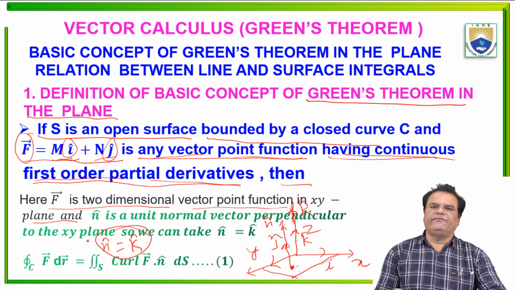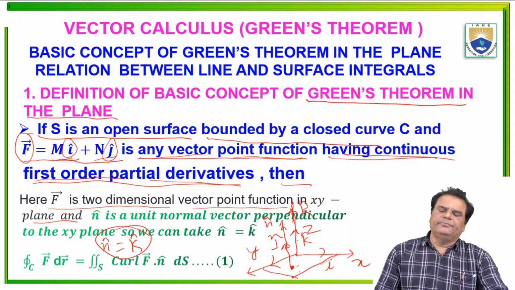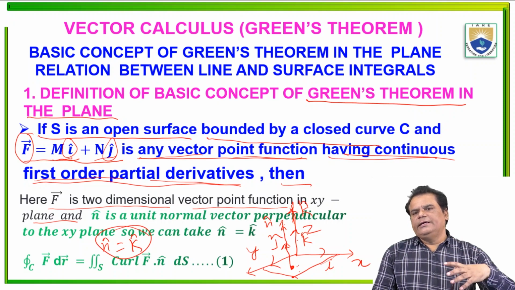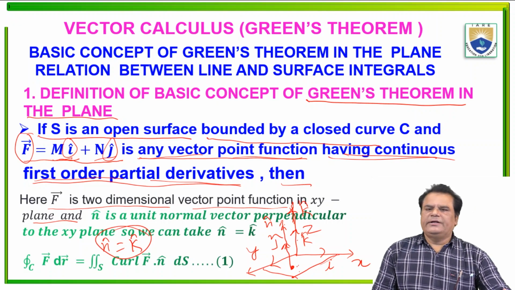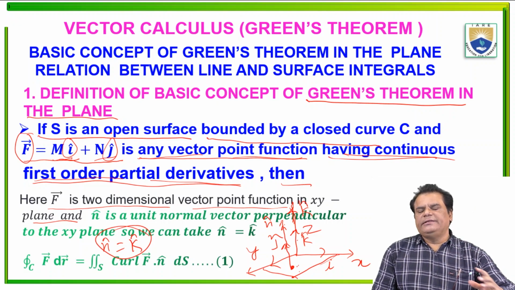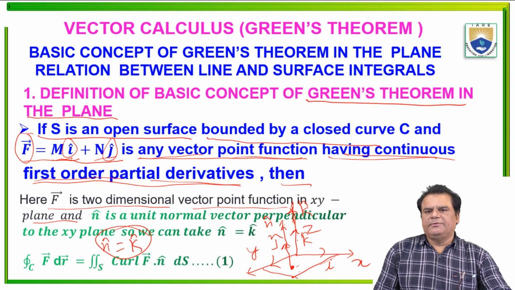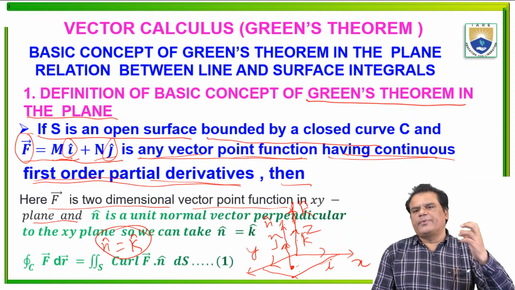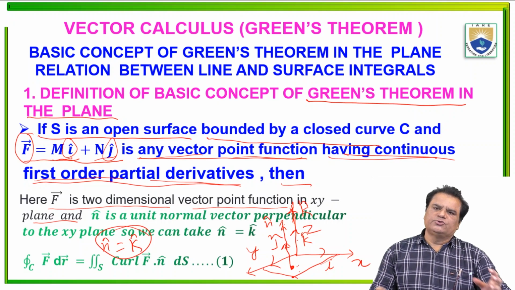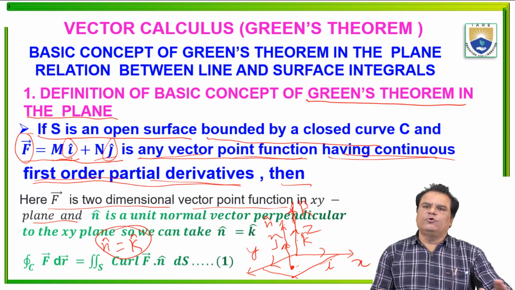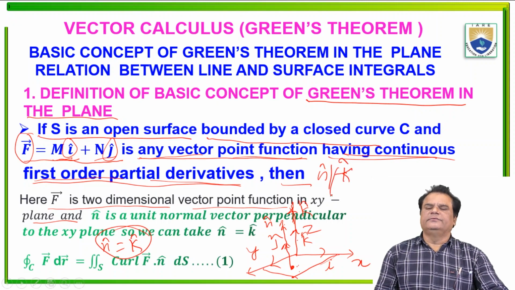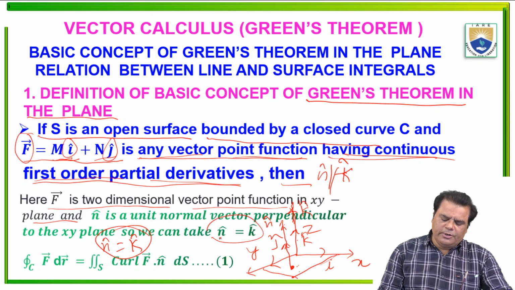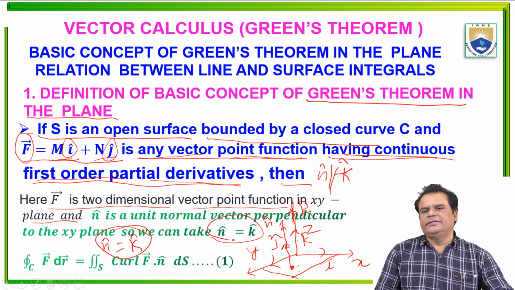In this result, we can find n cap equal to k cap because n is a unit normal vector which is perpendicular to the xy plane. The z-axis is perpendicular to the xy plane, and the unit normal is also perpendicular to the xy plane. So the n vector and k vector both are parallel. So we can say that n vector equal to k vector. This is the main property in this theorem.